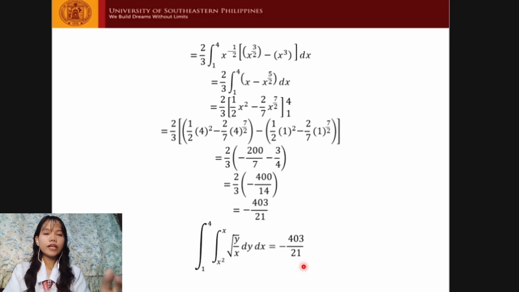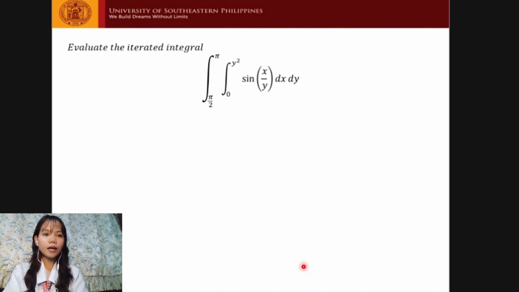So let's try to give you another example for this. Let's evaluate again the iterated integral of this problem. So we will have the double integral of the sine of x over y with respect to x ranging from 0 to y squared, and also with respect to y ranging from pi halves to pi, okay? Not 2 pi, but until pi. So let's have the solution.